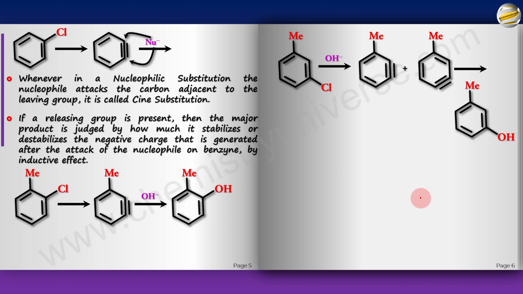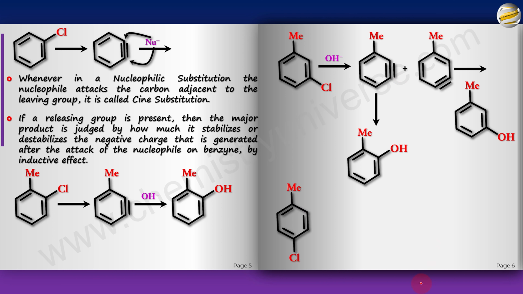Whereas, if you look at the first benzyne, which is of course minor, and the OH minus were to attack, if it attacks the ortho, the minus will go to meta, which is far away from Me, which is better. So the ortho product is major. Now I want you to use the same logic and figure out the para. Pause the video, make it on your own and tell me.